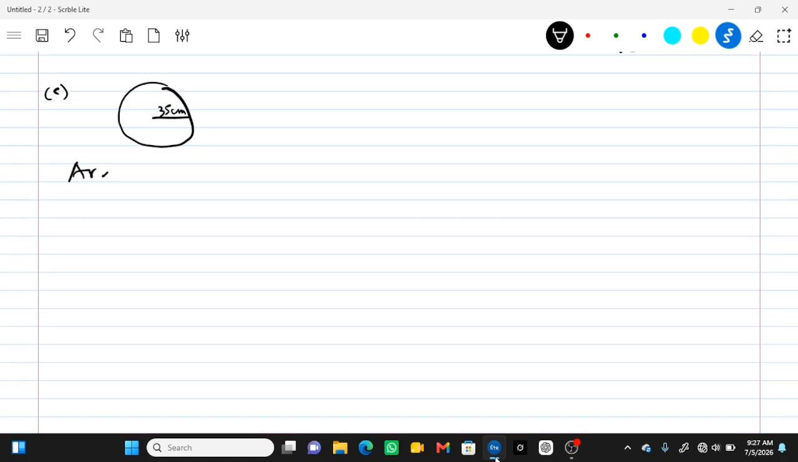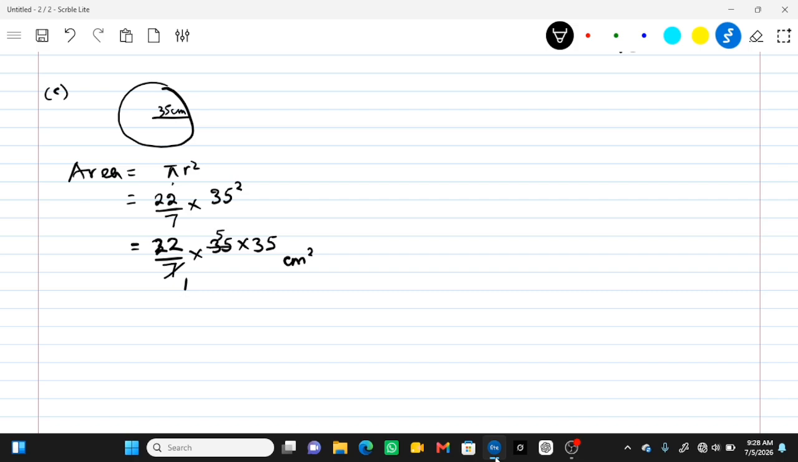The area of a circle, area is equal to pi r squared. Remember we said that pi is 22 over 7. So that gives 22 over 7 times 35 squared. 35 squared can be written twice. 22 over 7 times 35 times another 35. If we still put our centimeter squared, centimeter times centimeter. So 7 here 1, 7 here 5. So we have 22 times 5 times 35.